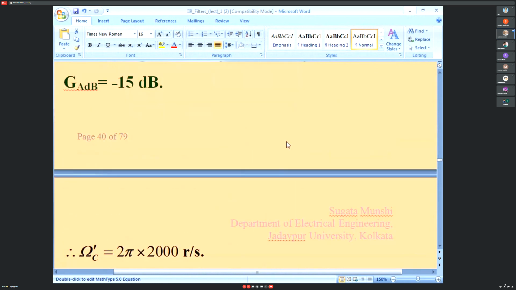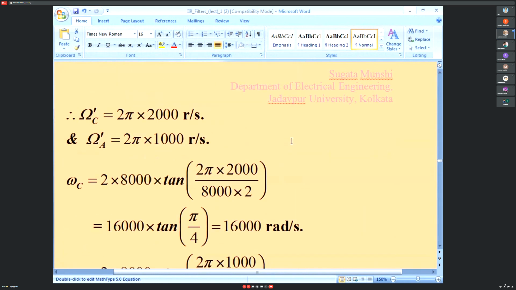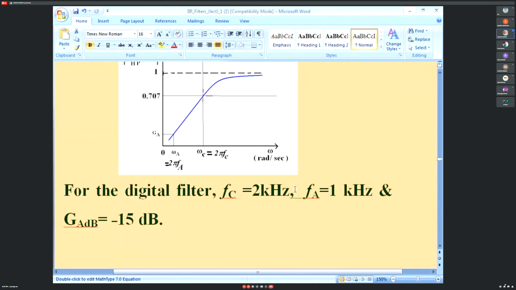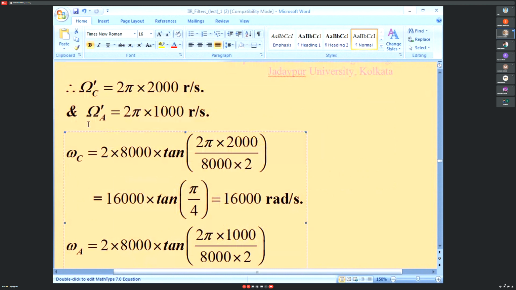Now you know that the desired value of the digital filter cutoff frequency, capital omega C prime, is 2 pi into 2000 radians per second. Now these are the values given: 2 kilohertz and 1 kilohertz. They are the corner frequencies given for the digital Butterworth filter. So capital omega C prime is 2 pi into 2000 radians per second. In the digital domain, capital omega A prime is 2 pi into 1000 radians per second.